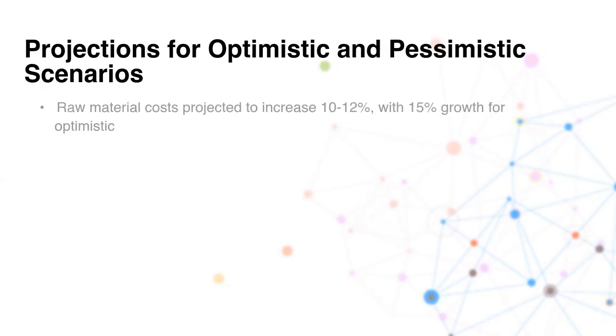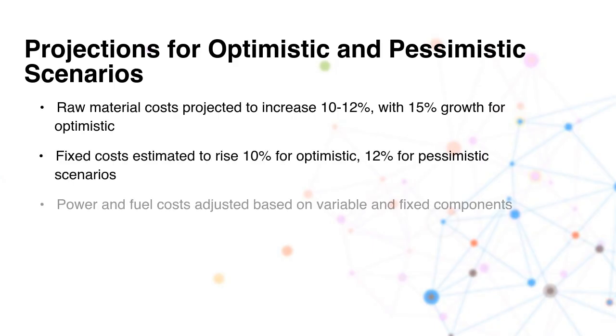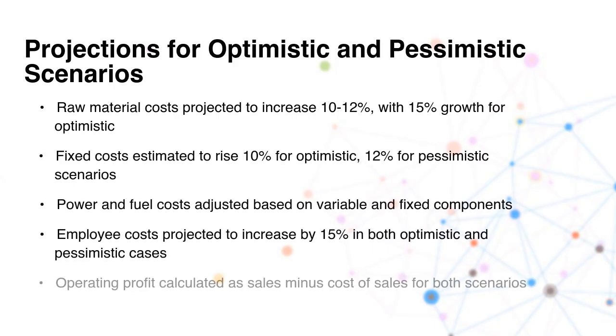Projections for optimistic and pessimistic scenarios are then developed. Raw material costs, fixed costs, power and fuel costs, and employee expenses are adjusted based on expected growth rates and market conditions. The operating profit is calculated for both scenarios, providing a range of potential outcomes for the company.